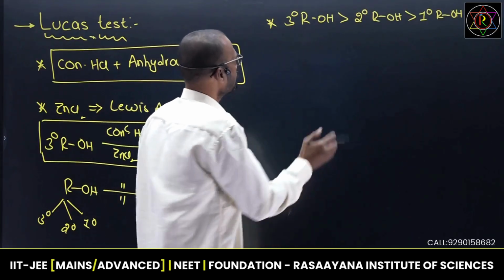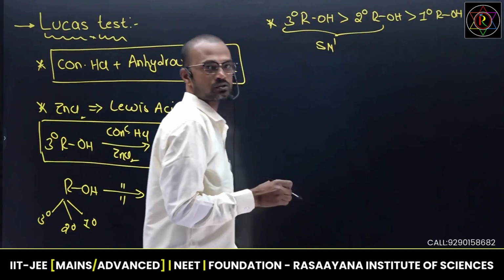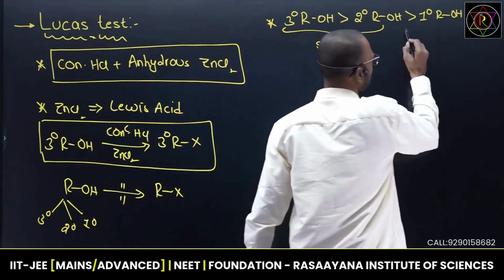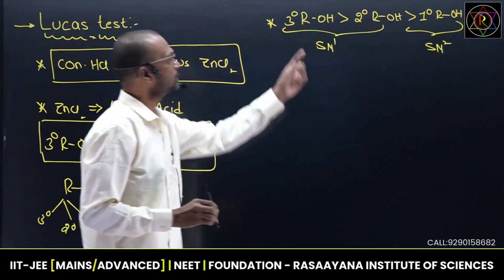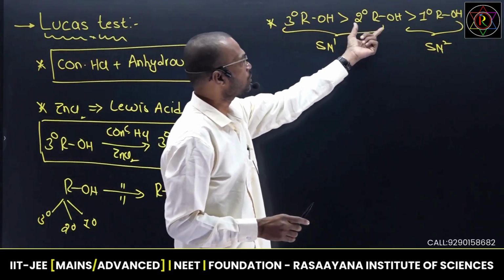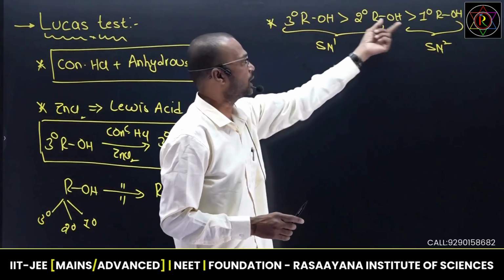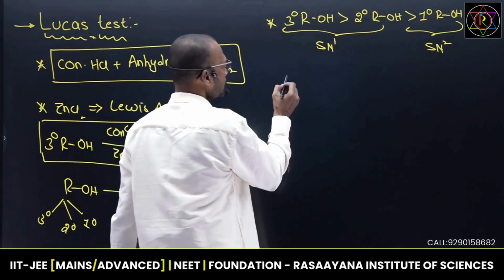Especially the first two generally proceed by SN1 reaction in this test. And what about primary alcohol? Primary alcohol mostly proceeds with SN2. This is a key point for your examination. Tertiary alcohols and secondary alcohols with Lucas reagent will undergo SN1 reaction, and primary alcohol will undergo SN2 type of reaction.